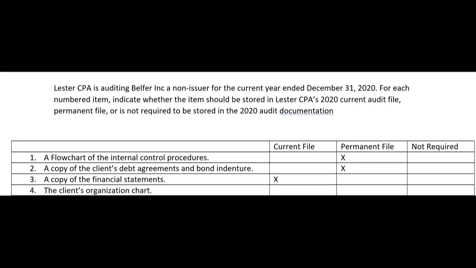Number four, the client's organization chart. And that would go in the permanent file because the client's organization chart would be a useful tool on continuing audit engagements since the lines of authority are not expected to change. What goes in the permanent file are schedules, documents, and records with continuing audit significance for that specific client. What else would go in the permanent file would be things like articles of incorporation, the company's bylaws, any long-term leases and contracts, all would go in the permanent file along with the organization chart.